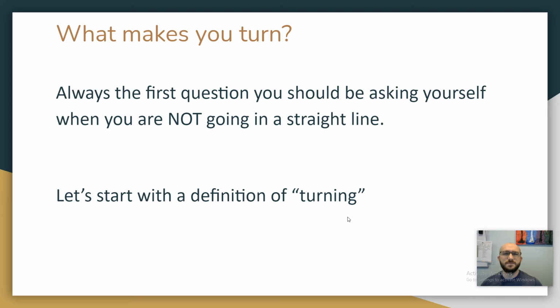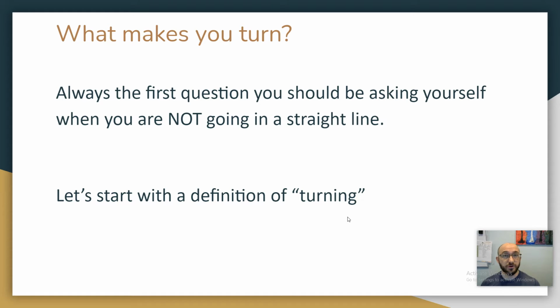This should always be our first question whenever we're dealing with a problem where the direction of motion is changing. I don't mean back and forth on a line, but I mean I was going like this and now I'm going like this. I turned. The first thing we need to ask is, what is making that object turn?